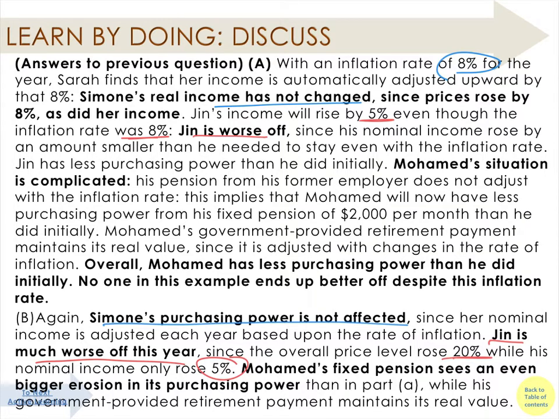And Mohammed is more complicated because he's got two things going on. The pension does not adjust with the inflation rate, so he's going to be hurt whenever inflation happens, either in the 8% or even worse in the 20%, big erosion into purchasing power. But the Social Security is indexed, so he's not going to lose any purchasing power on that portion of his income in either the 8% or the 20% cases.